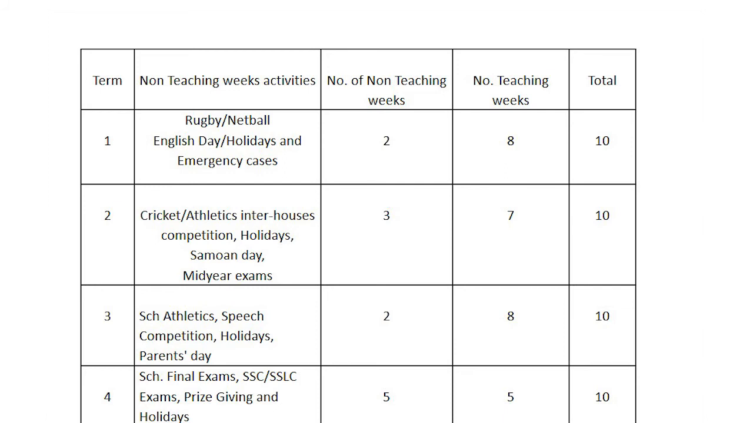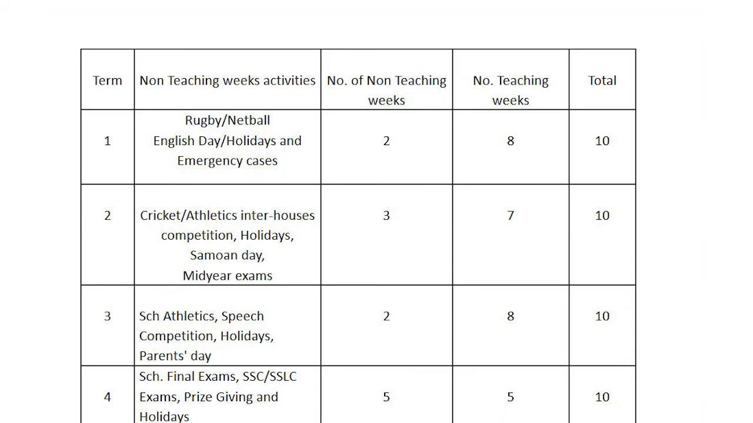And the third term, school athletics, champ of champs, Parents' Day, and speech competitions. So we can have 2 non-teaching weeks for the third term. And then the last term, the fourth term, we have national exams like School C and SSLC exams, and also the school final exam, prize givings and holidays. So we have 5 non-teaching weeks for the last term.